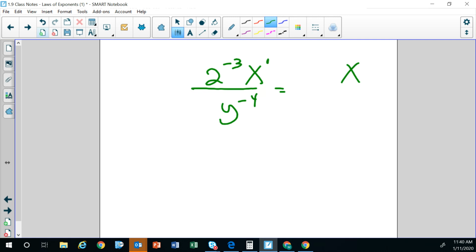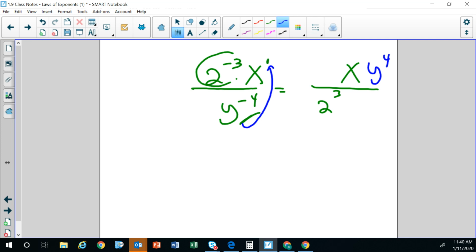We know we're going to move this to the bottom because it has a negative exponent and it's on top. So that goes to the bottom and becomes 2 cubed. The y has a negative exponent. It's in the bottom. To make it positive, I gotta move it to the top, right? So that becomes y to the 4, and I change the sign, right?